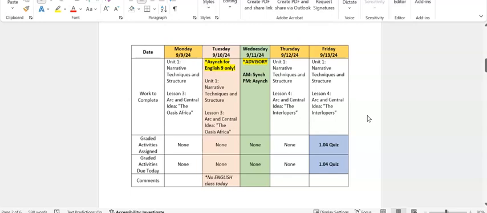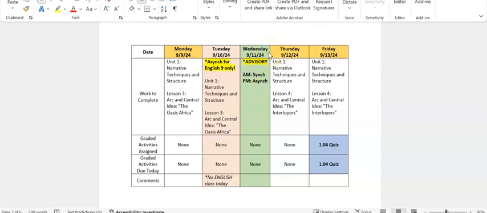The following week, we have Monday the 9th, working in Unit 1 Lesson 3, Arc and Central Idea, the Oasis, Africa. Tuesday, September 10th is async for English 9 only, so no English class that day. You will be working on your own to finish up Unit 1 Lesson 3.